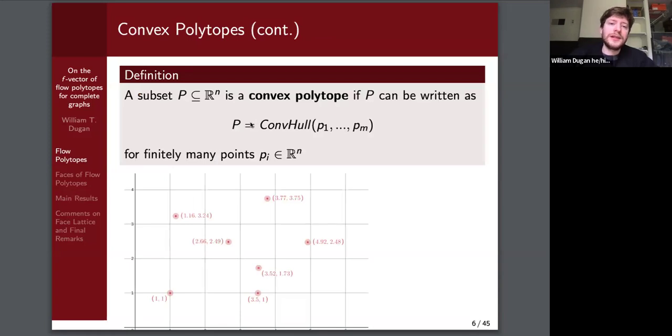So the first one is that a subset of Rn is a polytope if it can be written as the convex hull of finitely many points. So what is convex hull? Imagine I have these points in the plane here. Convex hull is just imagine putting a rubber band around the points in the largest possible way, and the space that the rubber band encloses is your convex hull. This can be formalized, of course, with equations, but this is the intuition.